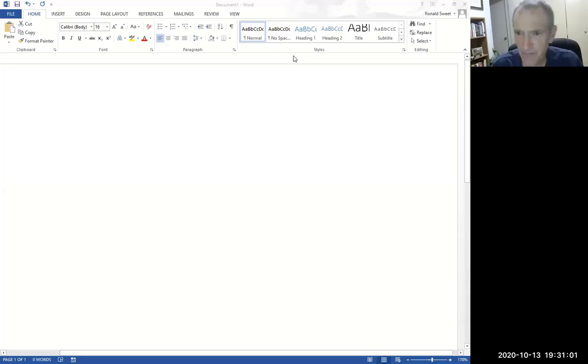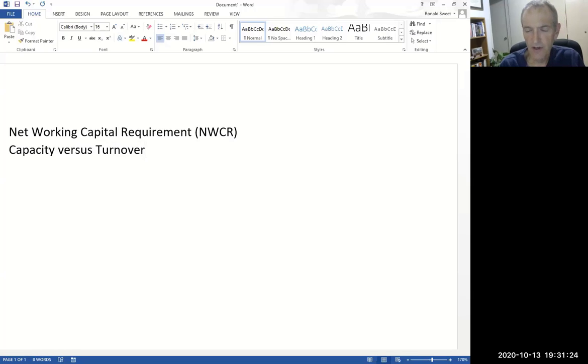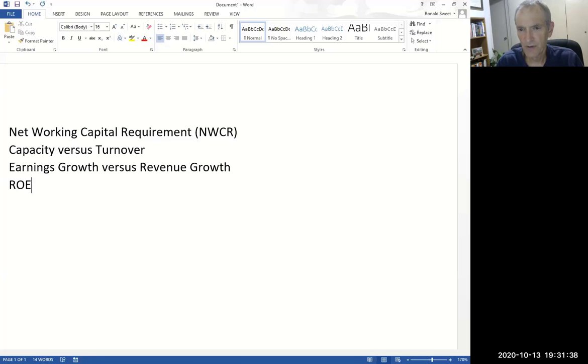And so there's a few things. The hardest one is the net working capital requirement under liquidity. And then I want to talk about capacity versus turnover under turnover. Then talk about earnings growth versus revenue growth under margin, and then a real quick talk on ROE. So those are the 4 hardest things people have.